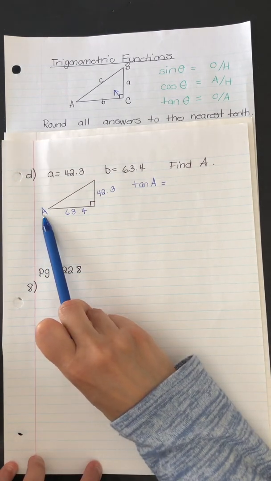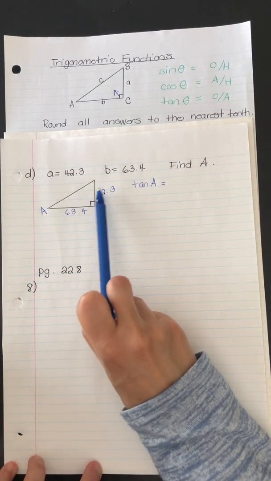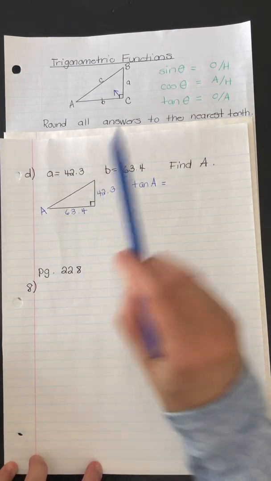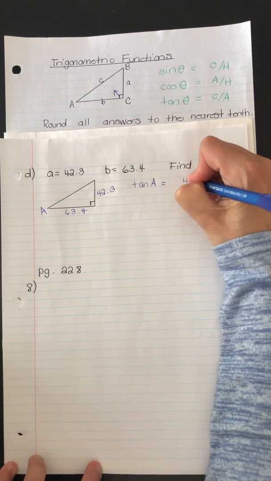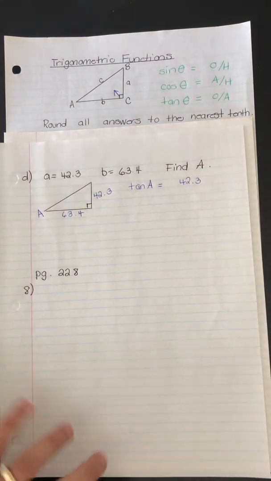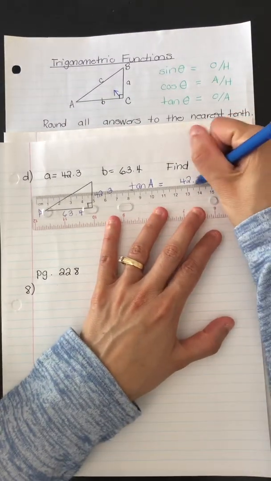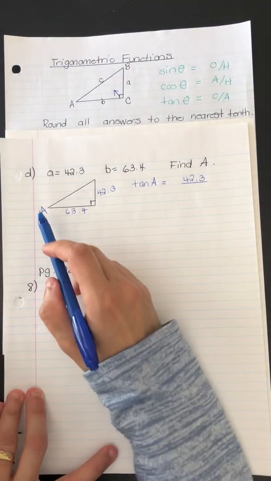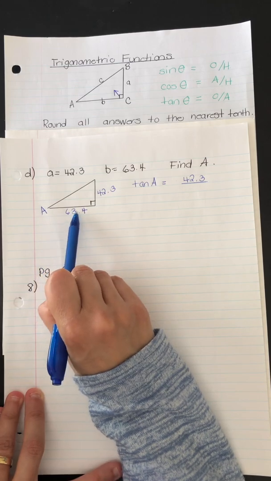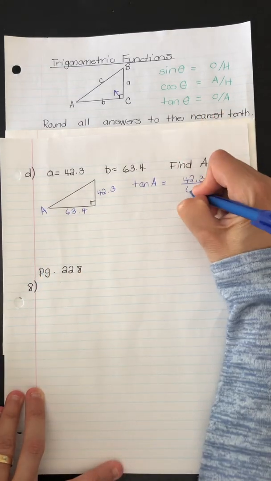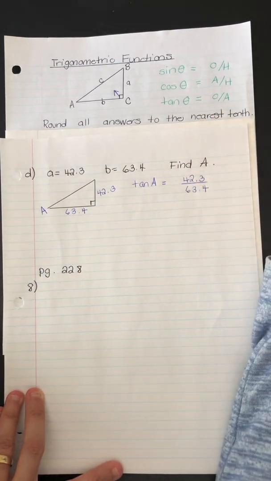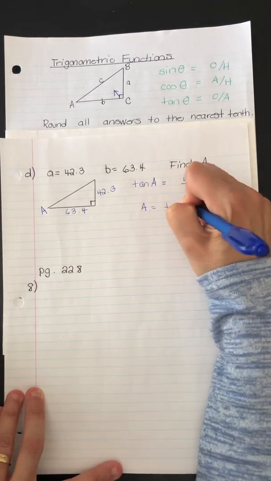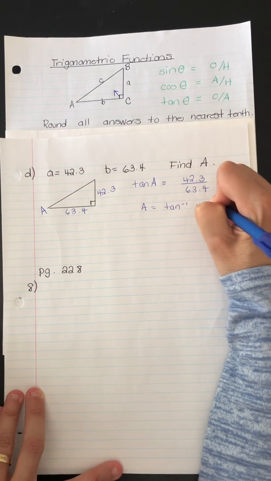Which side is opposite angle A? Across from angle A, or opposite it, is 42.3. And underneath must go the side that is adjacent or next to angle A, and that is 63.4. Find the angle in degrees by using the inverse trig function.